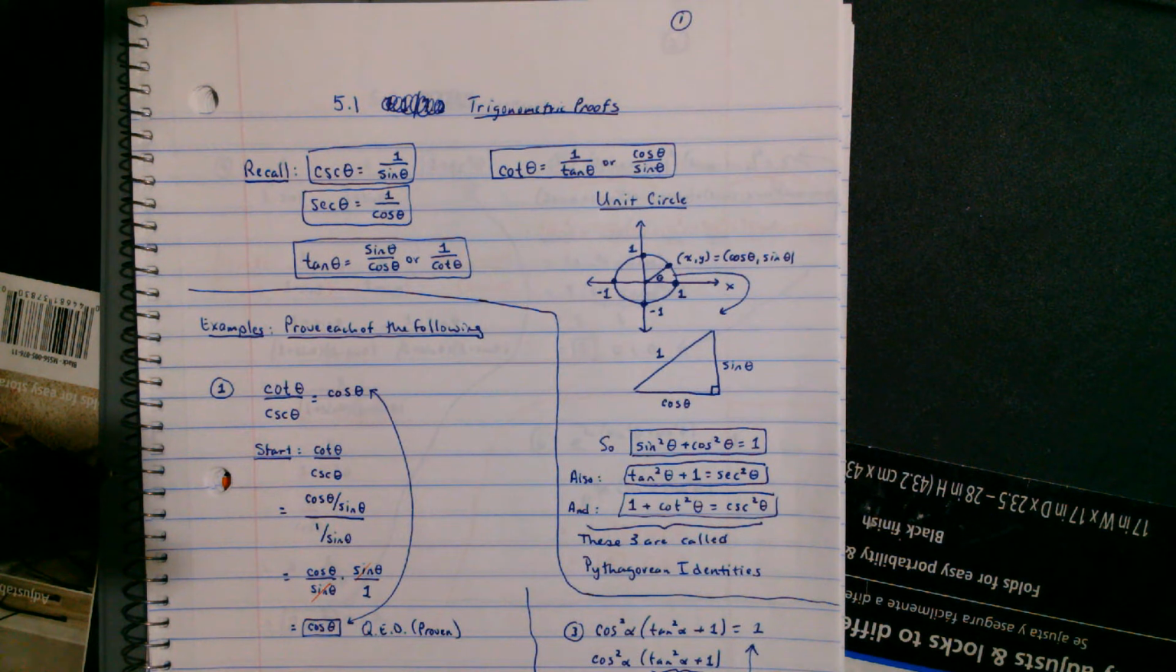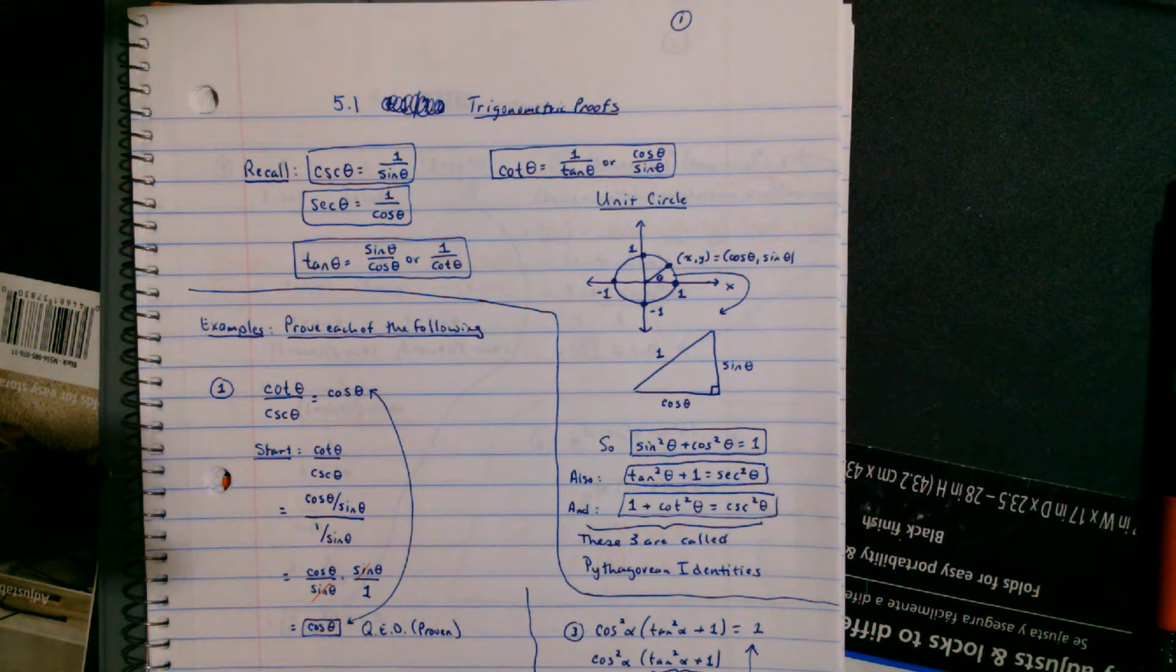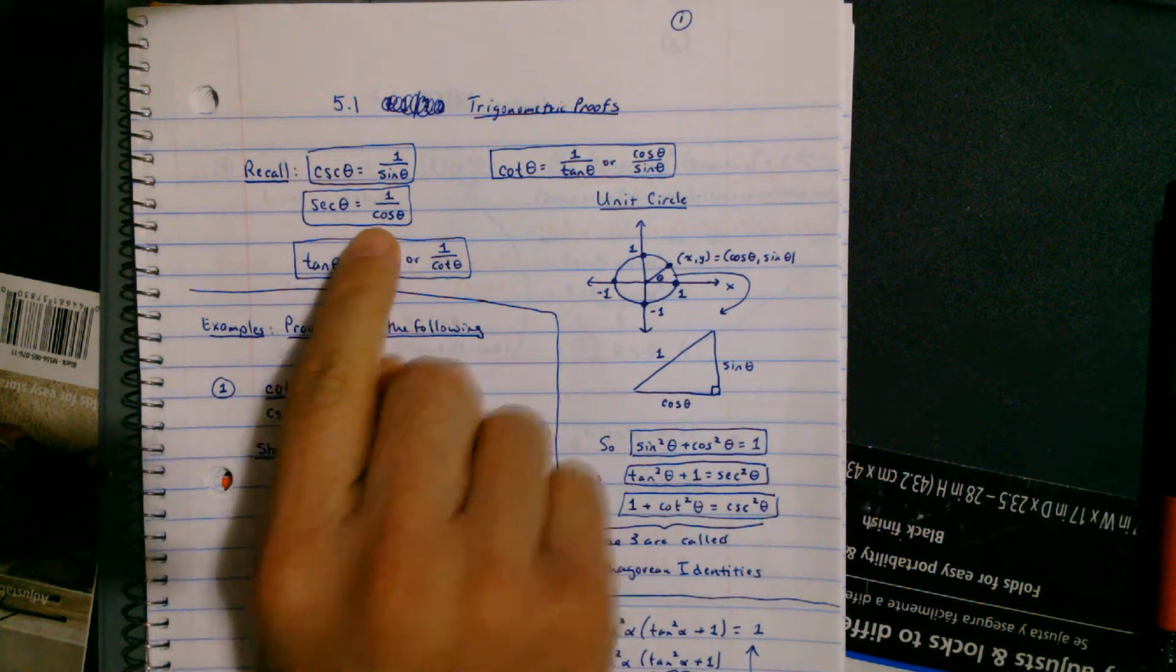Okay, so here we are beginning chapter 5, 5.1. We'll start with trigonometric proofs. Some of these things are from the previous chapter.